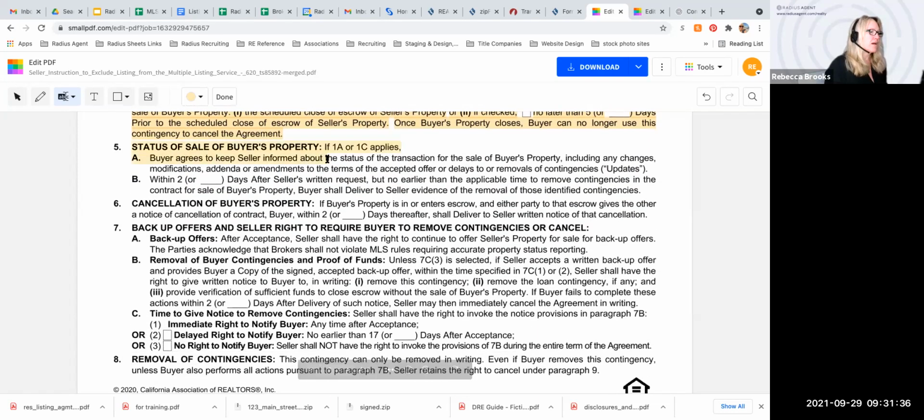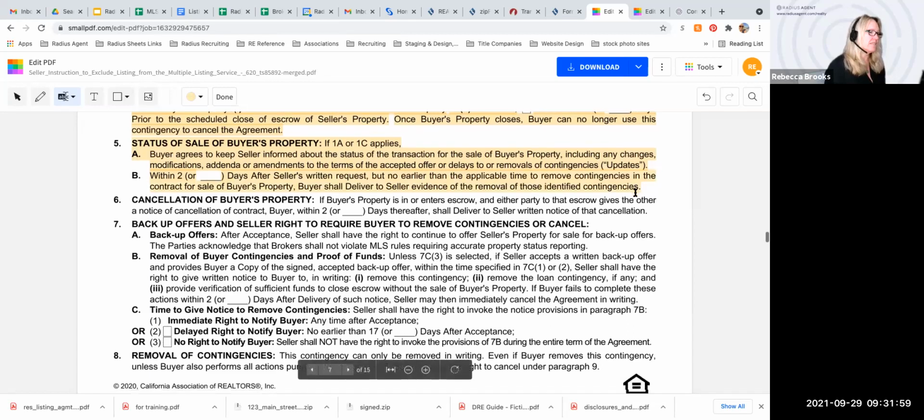Status of sale of buyer's property. Buyer agrees to keep seller informed of the status and update them in terms of offer delays and removal of contingencies on the exiting property. Within 2 days after seller's written request, but no earlier than the applicable time to remove contingencies in the contract, buyer shall deliver to seller evidence of removal of those identified contingencies.